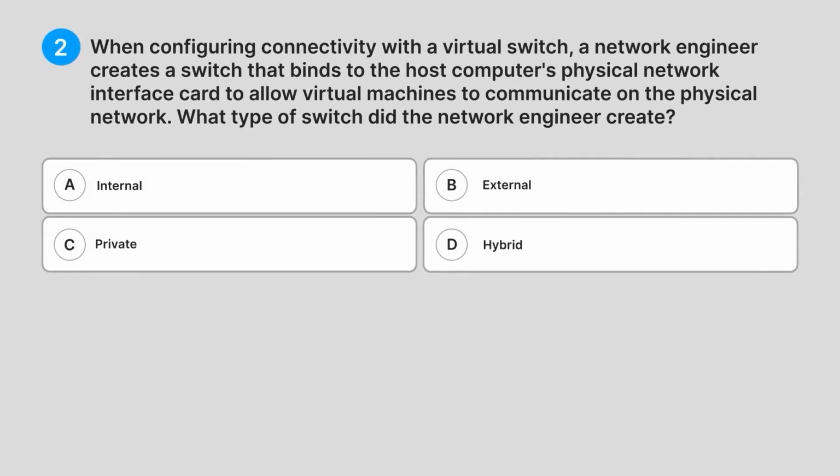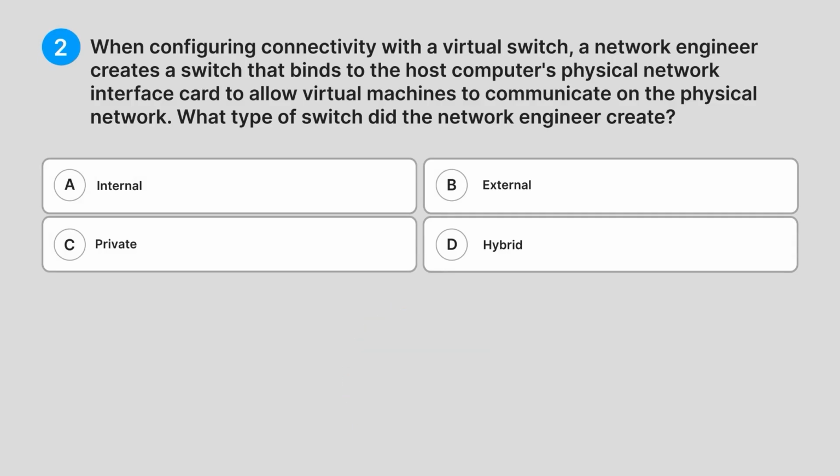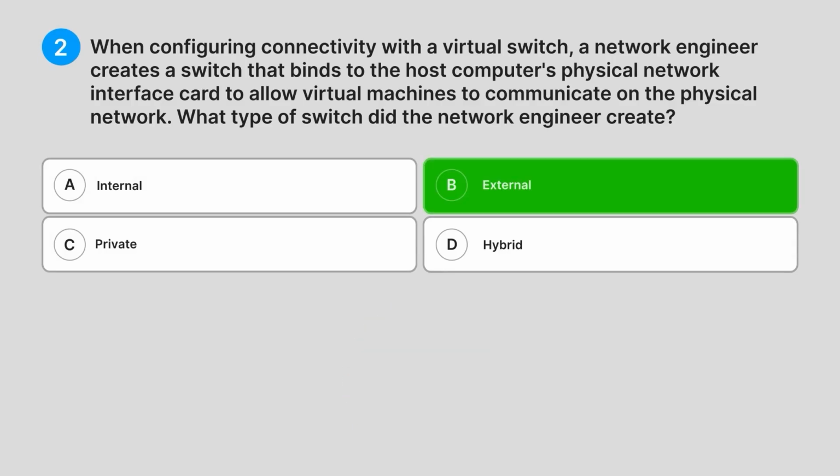2. When configuring connectivity with a virtual switch, a network engineer creates a switch that binds to the host computer's physical network interface card to allow virtual machines to communicate on the physical network. What type of switch did the network engineer create? A. Internal. B. External. C. Private. D. Hybrid. What do you think is the answer? Correct answer, B. External.